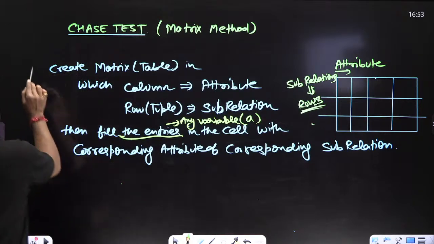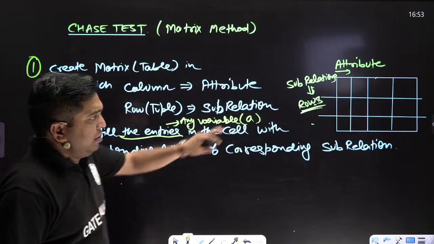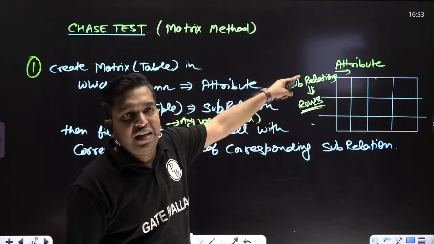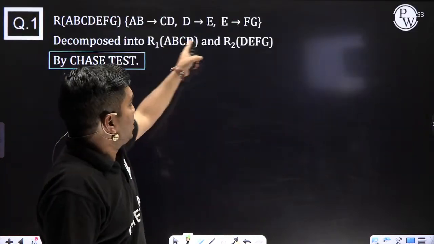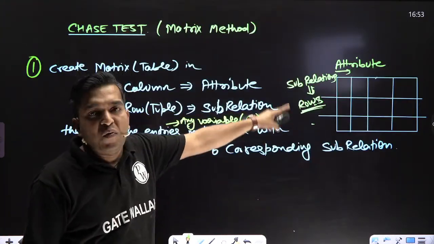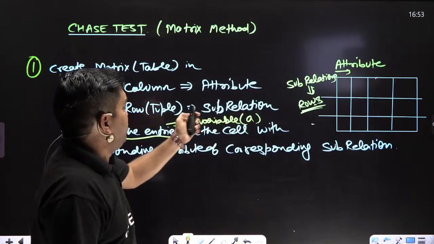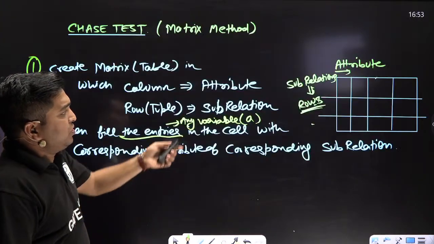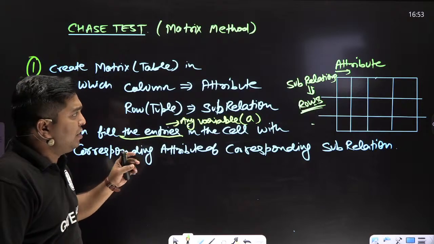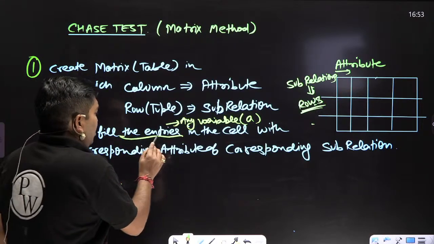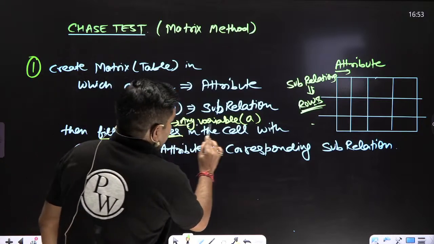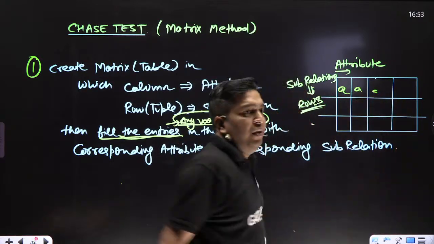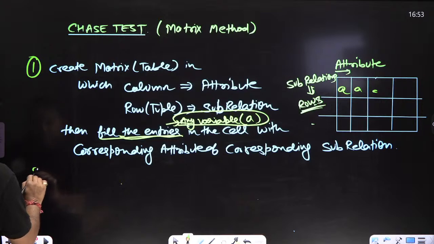First, step number one: we create a table, a matrix, in which rows represent the sub-relations and columns represent the attributes, like A, B, F, G. This step is clear. Then we fill the entries with any variable, assume A. Whatever attribute is given, fill A. Now, the second step.